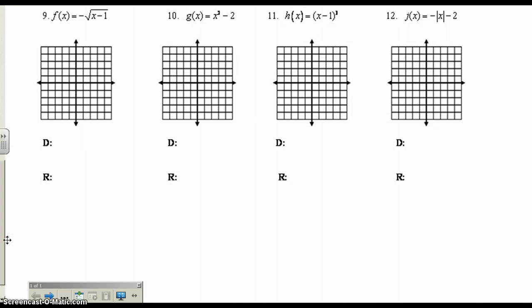Okay, here are the last 4. So we have the negative out front, so there's going to be a reflection.